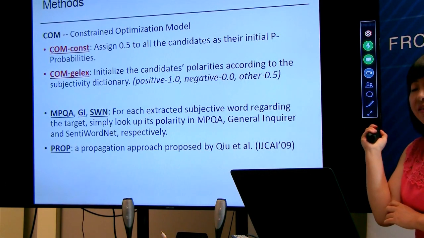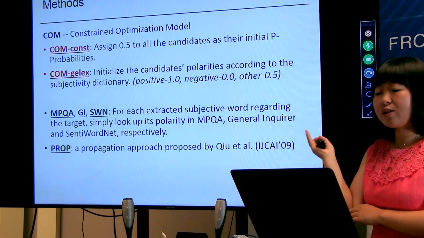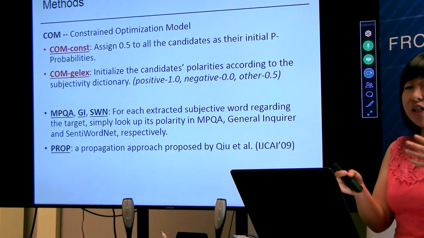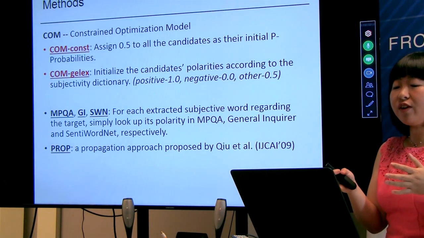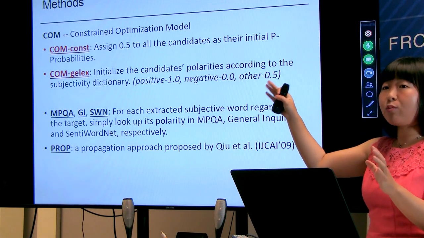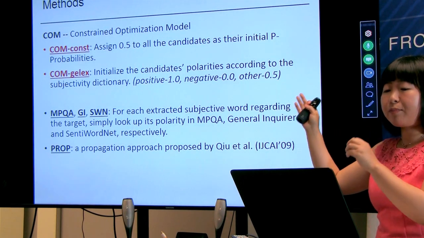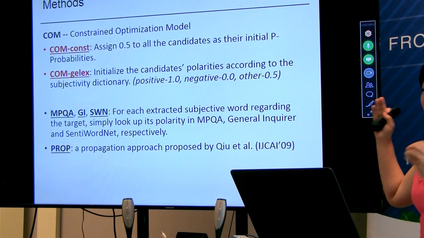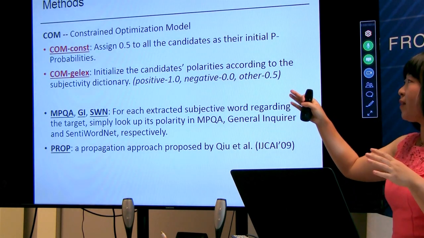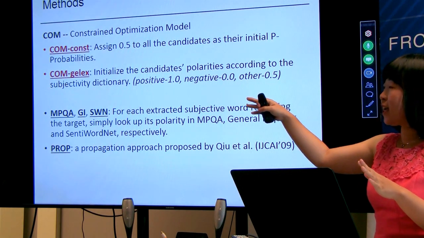We named our method CON. It stands for Constraint Optimization Model. And because we have different ways to initialize the initial value of the P probability of each candidate, we have two ways. The first way, you can just assign 0.5 to all the candidates as their P probability. Or we can, based on the subjectivity lexicon we created before, assign the P probability of each candidate.